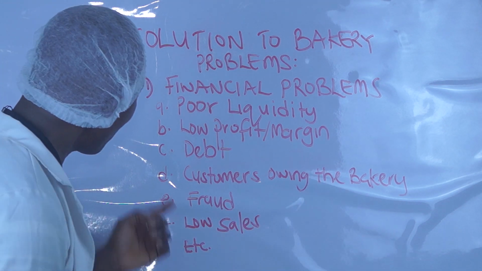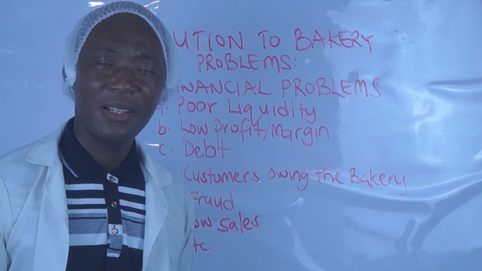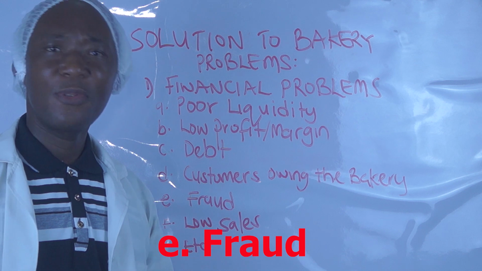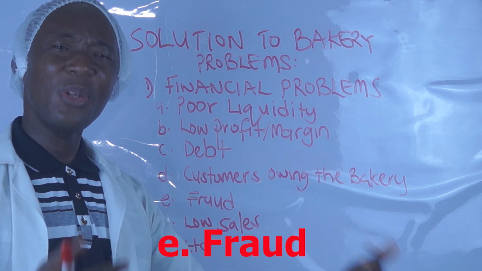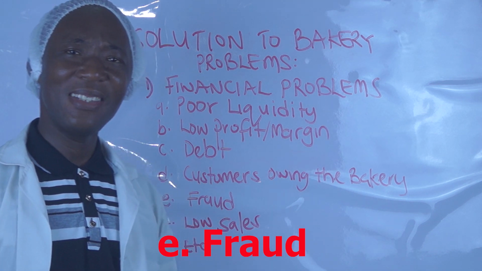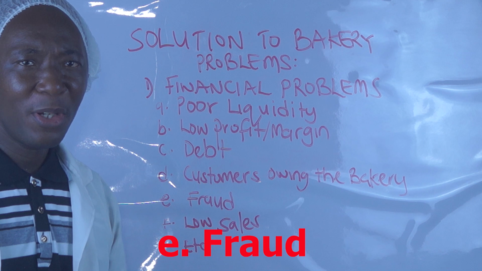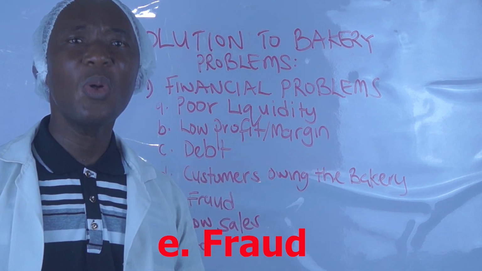The next thing is fraud. How do you prevent fraud in the bakery? How do you prevent fraudulent activity going on, even outside the bakery, that is going to affect your bakery? That is why you have to put all the security intelligence in place. For example, if you have a bakery and you don't have a CCTV, you have to ensure that you have a system that you can monitor what goes on.